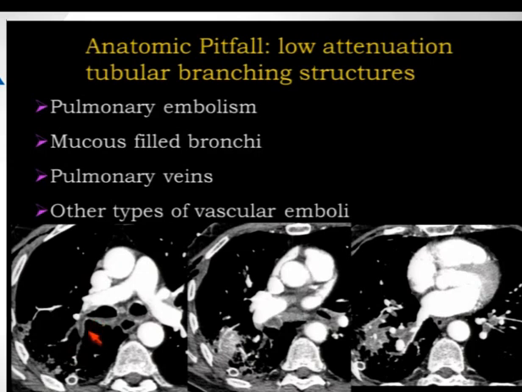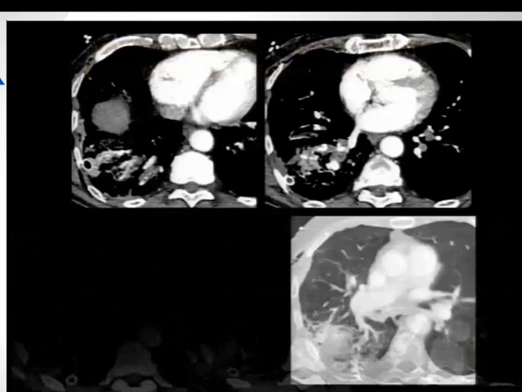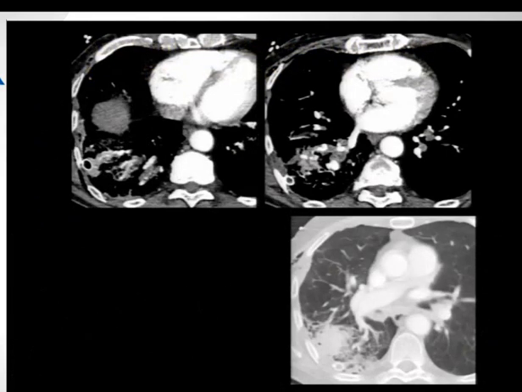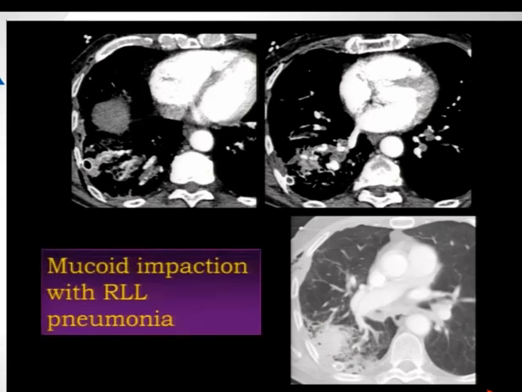This is a case of mucoid impaction. You can see the filling defect here within the bronchus intermedius and within the other segmental pulmonary arteries. Remember that the bronchi run with the arteries, and here the patient has an opacity also in the right lower lobe. This is actually a patient with pneumonia and mucoid impaction.